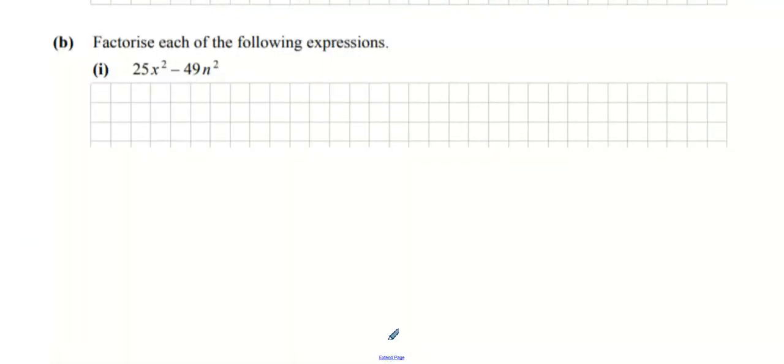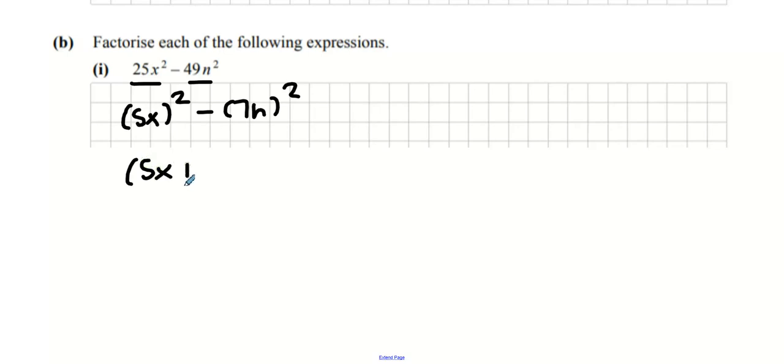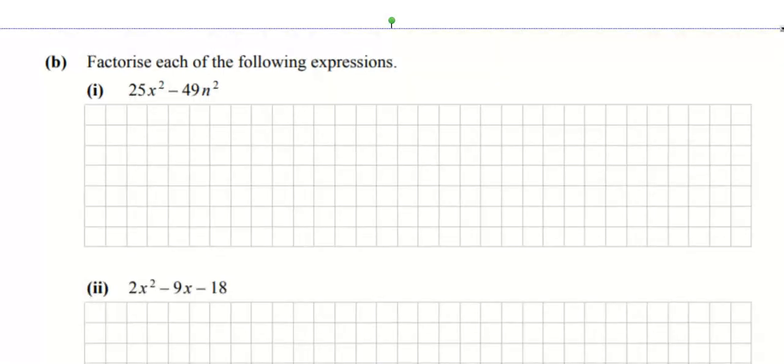Now, factorize each of the following expressions. 25x squared, you can break that into 5x all squared. 49y squared is 7y all squared. Factorize, so it's 5x plus 7y. Then the other one is 5x minus 7y. And you're done. Okay, next part. I already did that part.